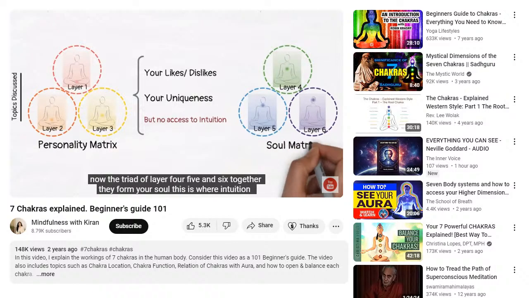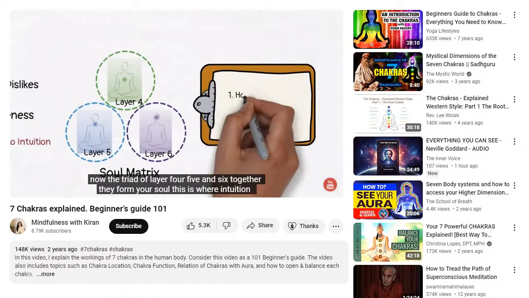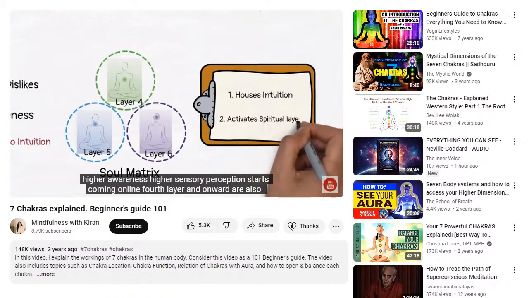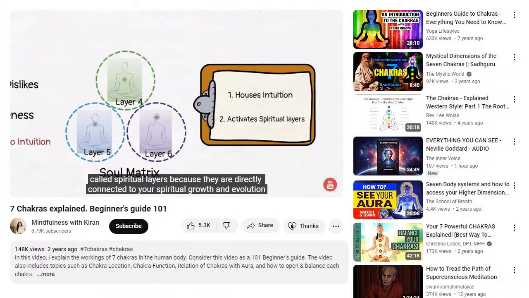Now, the triad of layer 4, 5, and 6, together they form your soul. This is where intuition, higher awareness, higher sensory perception starts coming online. Fourth layer and onward are also called spiritual layers because they are directly connected to your spiritual growth and evolution.